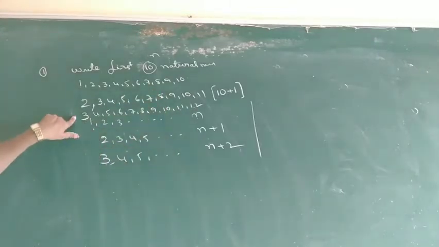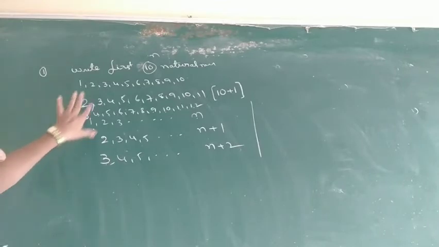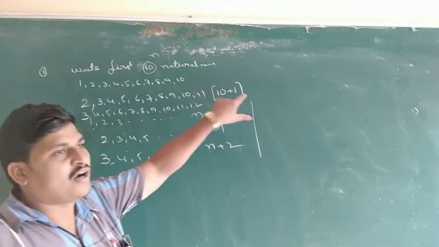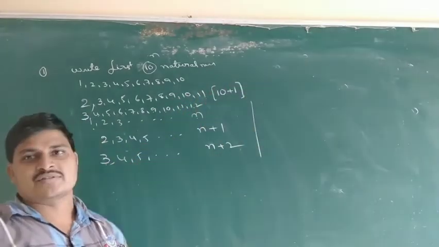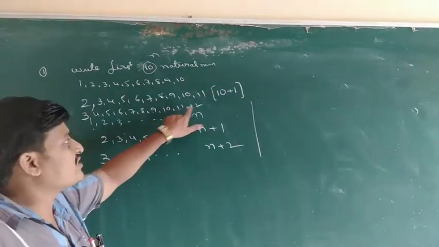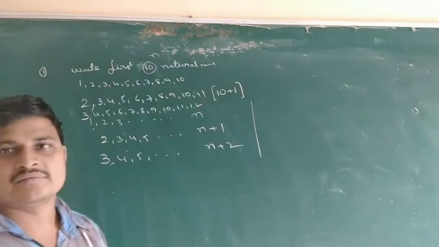So here, how many numbers are missing? The numbers we have to write extra. How many numbers are missing? That count is extra, we have to write.